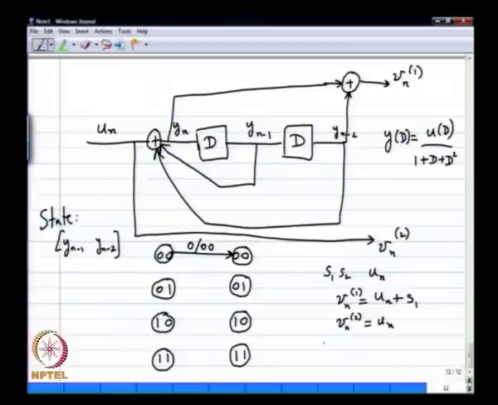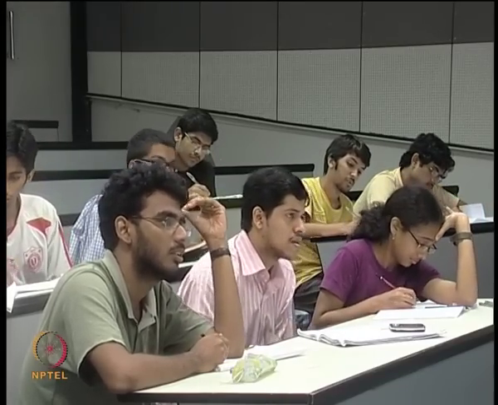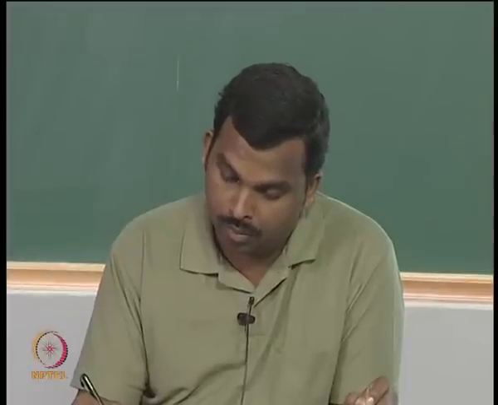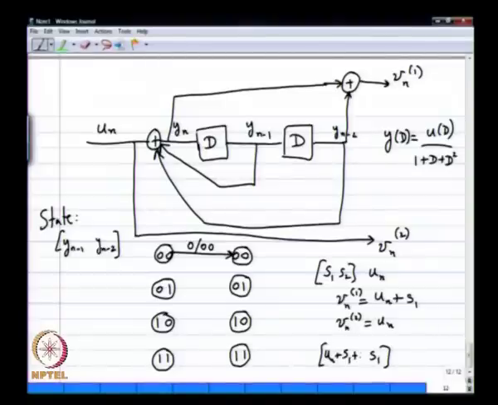What about the next state? This is the present state. The next state, S1 will go to this one. What about this one? It will be Yn, right? Yn is Un plus S1 plus S2. That is the way I try to write it, and then for every state I simply plug in this formula and I will get my answer.